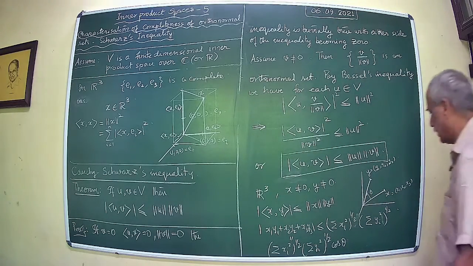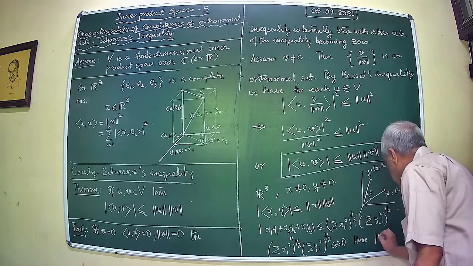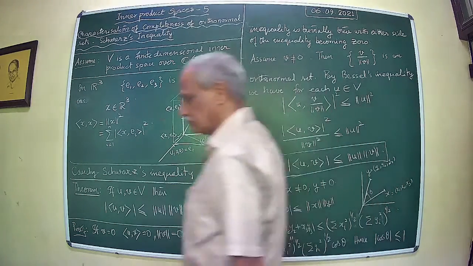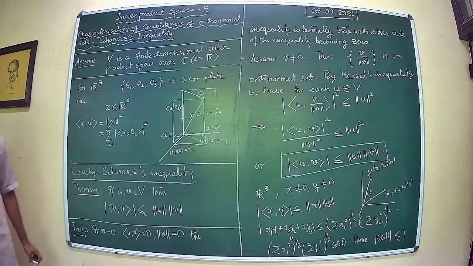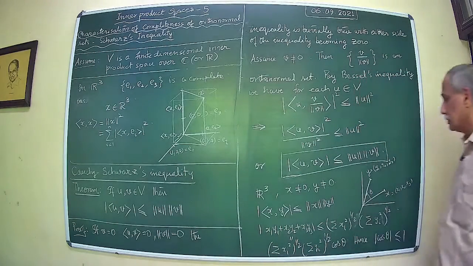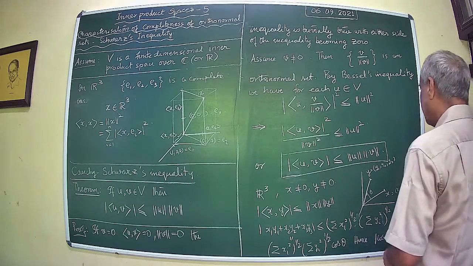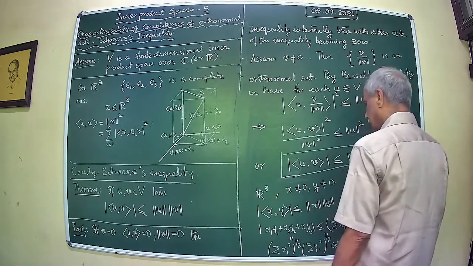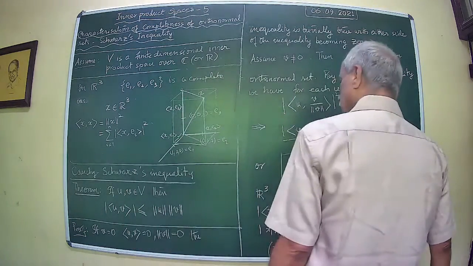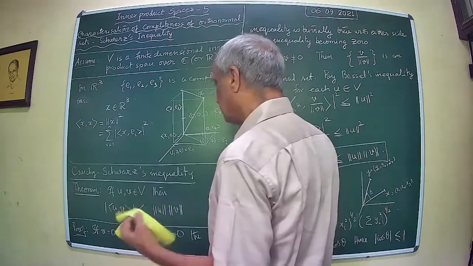Therefore, what do you get? This implies minus 1 less than or equal to cos theta is less than or equal to 1. From which you can see, you can actually show that equality holds. So in the Cauchy-Schwarz inequality, the equality holds whenever V is a scalar multiple of U.